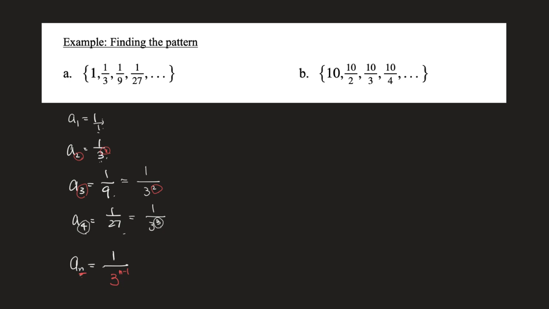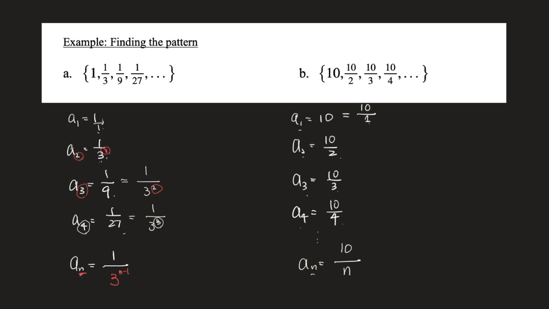So the second one, let's try this one the same way. A1 is 10, A2 is 10 over 2. So I'm going to rewrite the first term as 10 over 1. A3 is 10 over 3, A4 is 10 over 4. Guys, can you see the pattern? So what is An going to be? All numerators are 10. The denominator of the first term is 1, the second term is 2, the third term is 3, the fourth term is 4, and the nth term has denominator n. That's how you figure out the general term of a sequence.